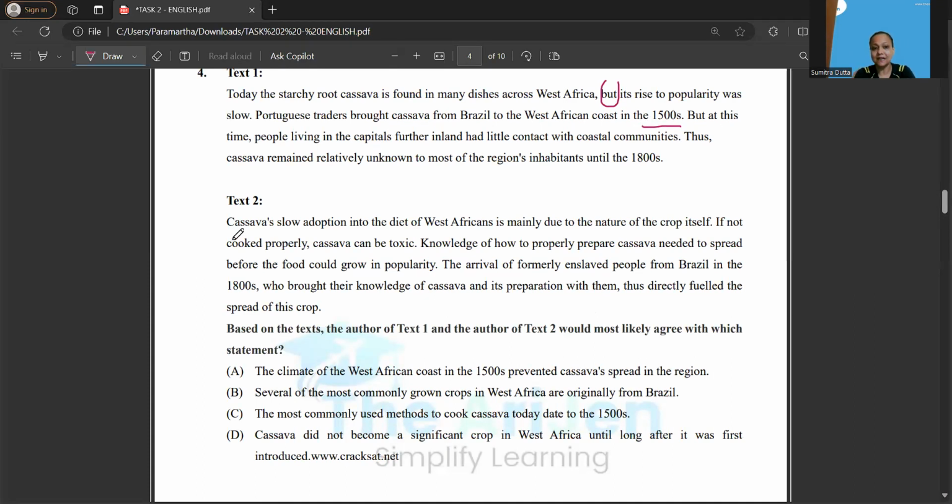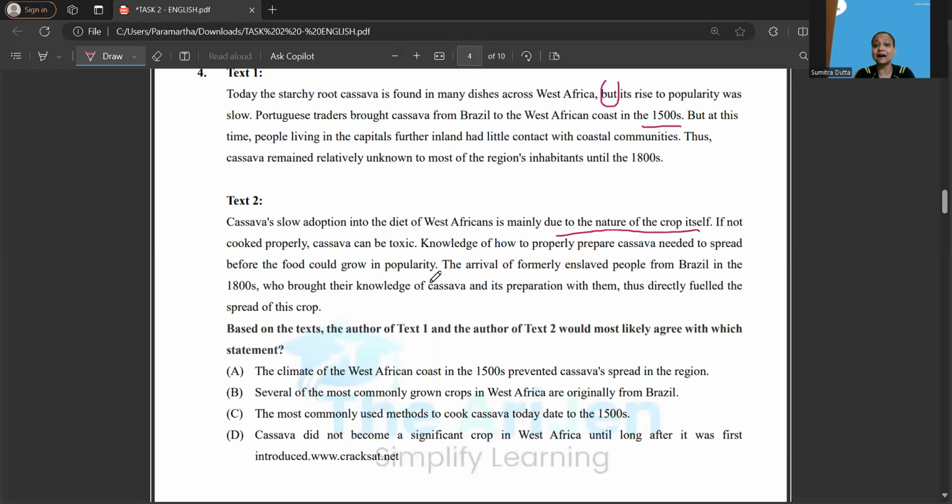Text 2. Cassava's slow adoption in the diet of West Africans is mainly due to the nature of the crop itself. So why was it slow? The nature of the crop. If not cooked properly, cassava can be toxic, right? Knowledge of how to properly prepare cassava needed to spread before the food could grow in popularity. So how to cook this particular root food? People need to know the process of cooking.